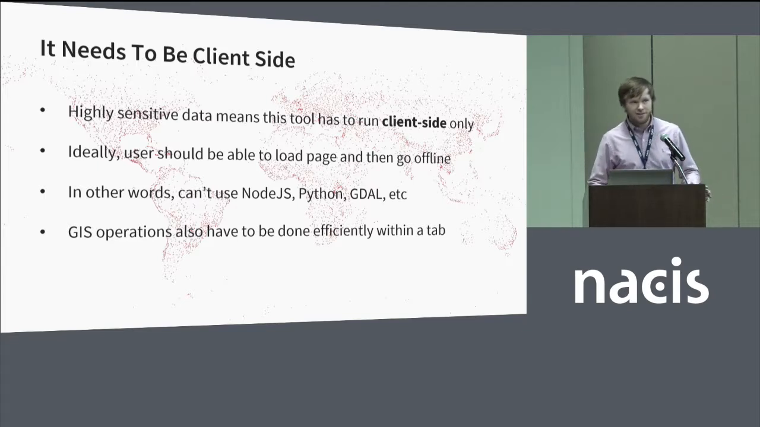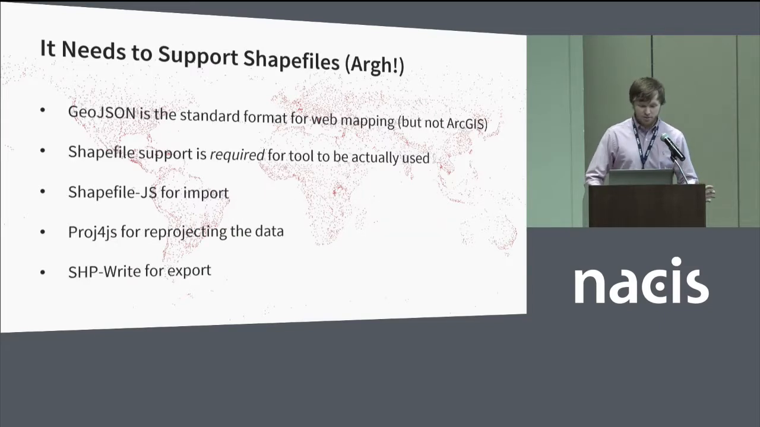It turns out that tabs are quite easy to crash. Also needs to support shapefiles. I think we all know GeoJSON is kind of the standard format for web mapping, but not ArcGIS. Shapefiles really are the standard of the industry, and a lot of researchers don't even know what GeoJSON is. So I was really, really fortunate to come across these 3 libraries.